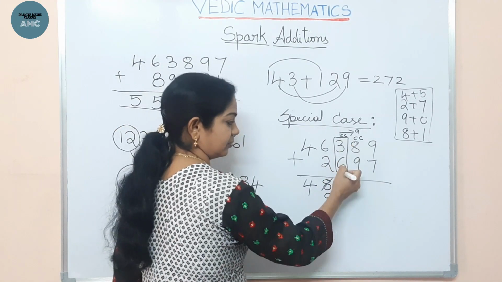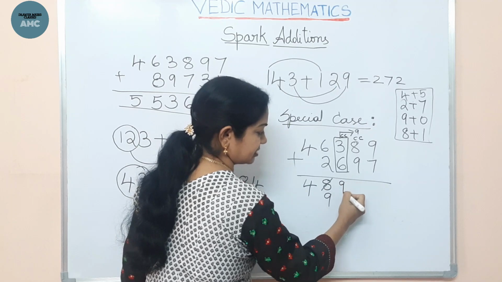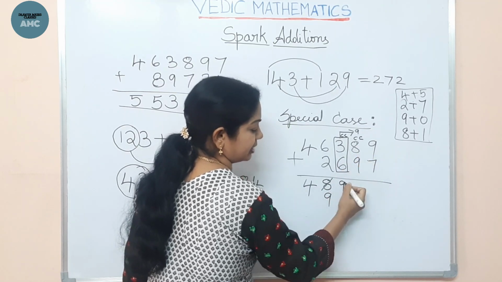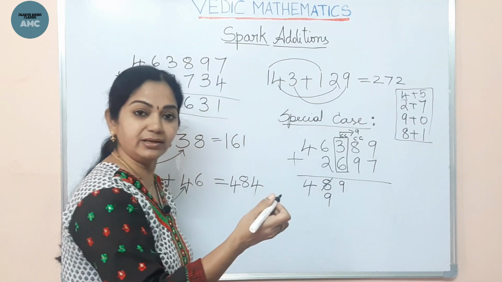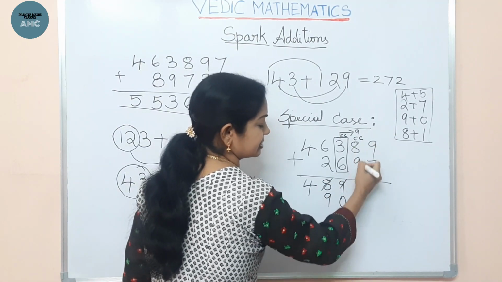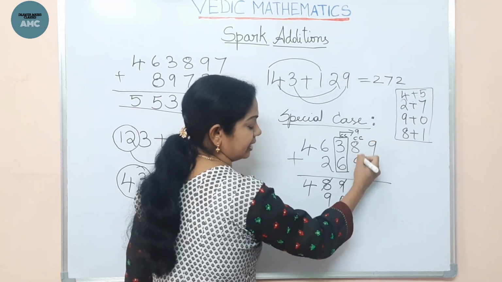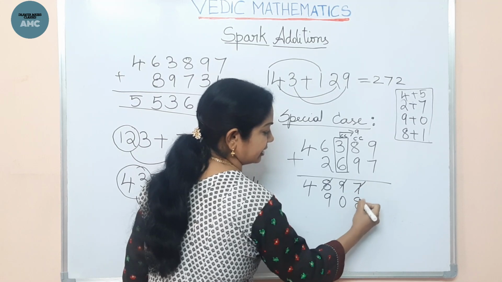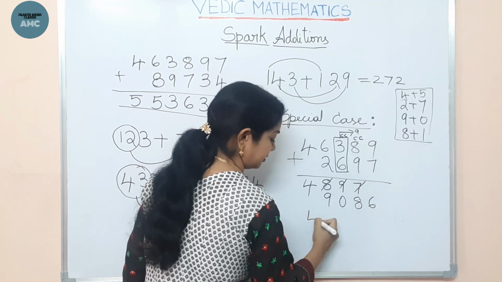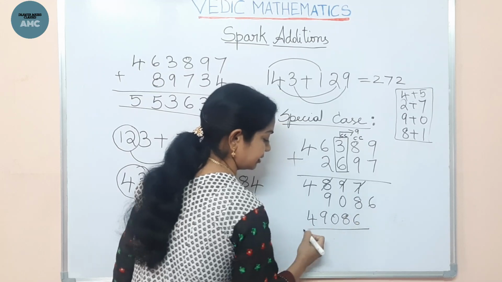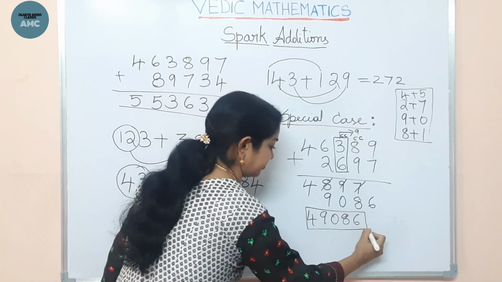So 8 becomes 9. Right. Now here you get 9, and this is again a carry combination. This 9, if you add 1, it becomes 10, right? So 0, and the end number you drop here. This is 7, but here it is a carry combination, so this becomes 8. Now the end number is 6, so it becomes 49086. Okay, so this is the sum.